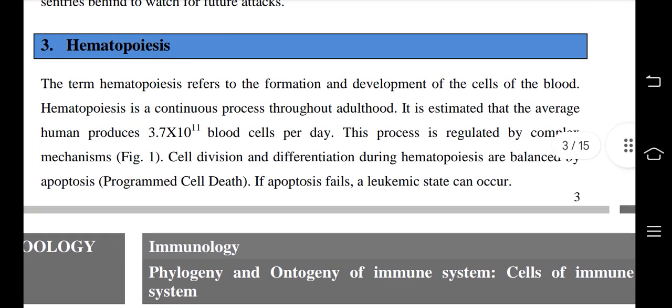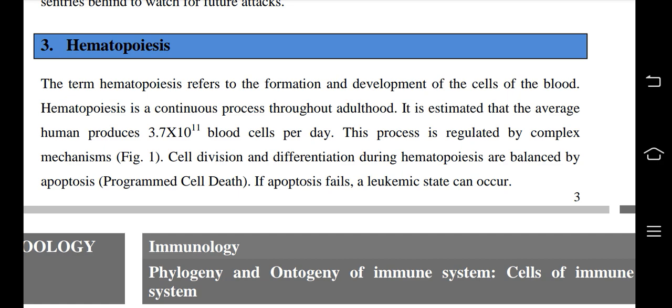Hematopoiesis. The term hematopoiesis refers to the formation and development of the cells of the blood. Hematopoiesis is a continuous process throughout adulthood. It is estimated that the average human produces 3.7 x 10^11 blood cells per day. This process is regulated by complex mechanisms. Cell division and differentiation during hematopoiesis is balanced by apoptosis or programmed cell death.